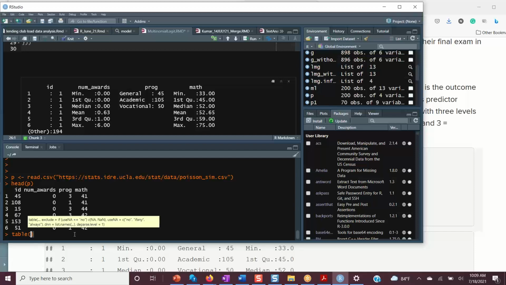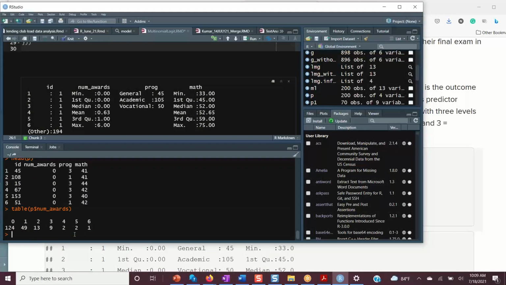So I'm going to do table P dollar num_awards, okay? Oh, up to 6 awards. One person got 6 awards. Most of them did not get awards, right? And 49 people got 1 award, like that. This kind of data is small incidence data. This is small incidence, isn't it? Most of the variable values will be here: 0, 1, 2, 3, like that. Okay, small incidence data, and it is a count variable.